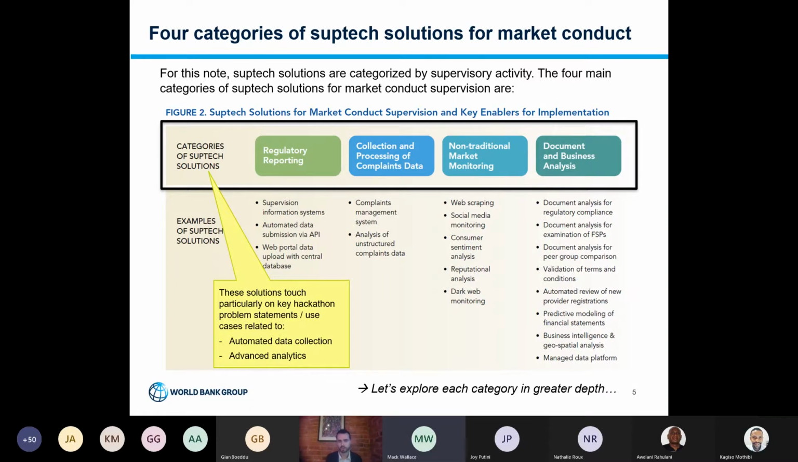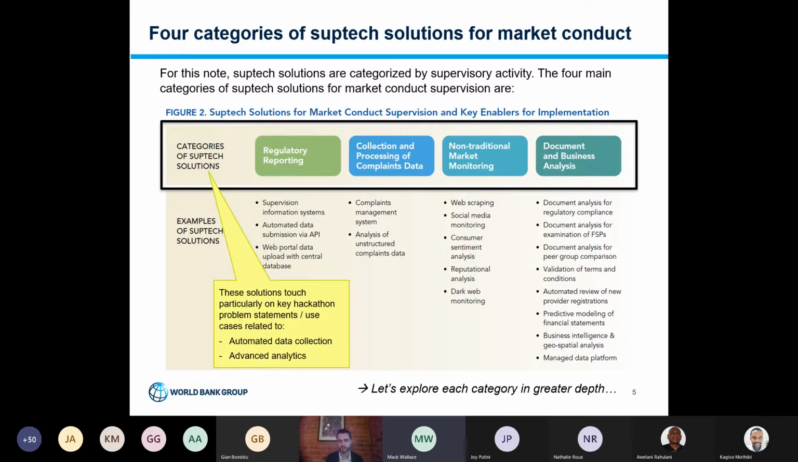The third around non-traditional market monitoring. The internet provides the opportunity to utilize a range of new non-traditional methods for conducting market monitoring, which is another core activity for supervisors. So monitoring on social media, news media, websites, the providers' websites themselves can provide an early warning signal of emerging consumer risks in the market.